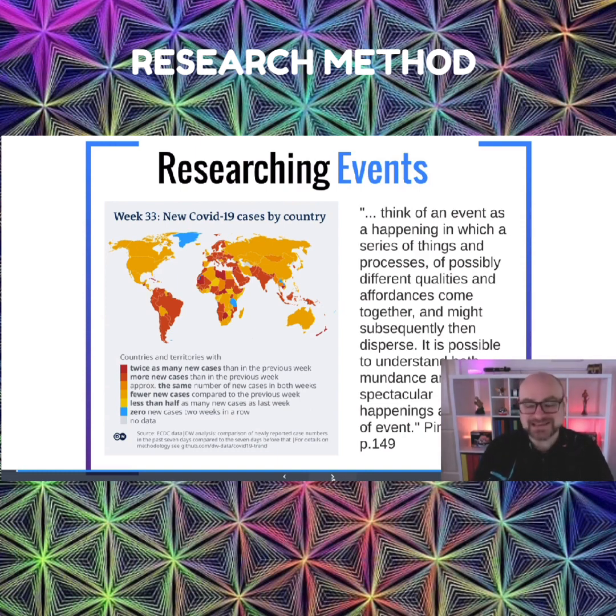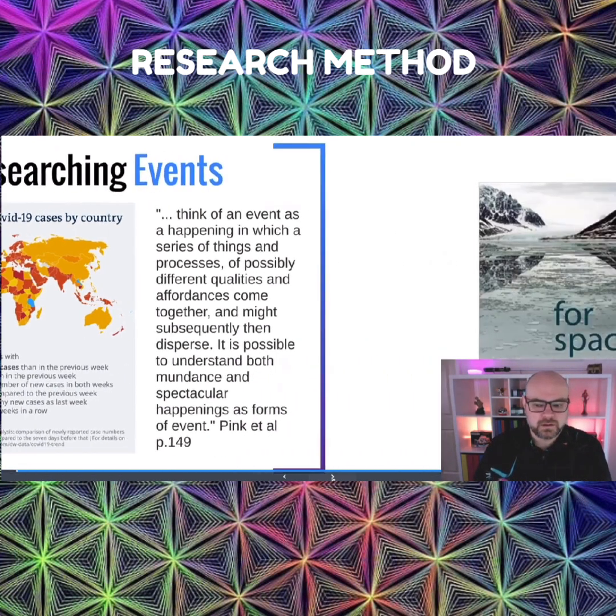Pink says, think of an event as a happening in which a series of things and processes of possibly different qualities and affordances come together and might subsequently then disperse. So an event is something that happens in time. It can be a very small event, a very long event, a very short event. It can be a mundane event. It is possible to understand both mundane and spectacular happenings as a form of event. So while you might call the global pandemic quite spectacular, you can focus on more specific events that happened as a part of that larger process.